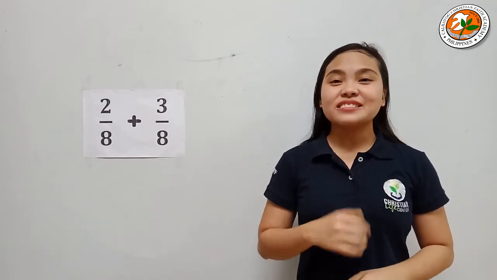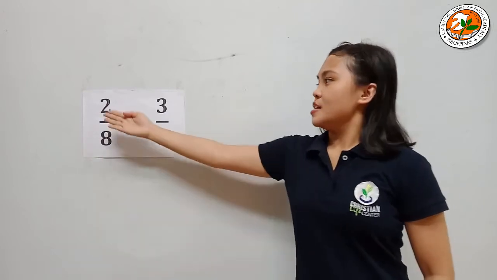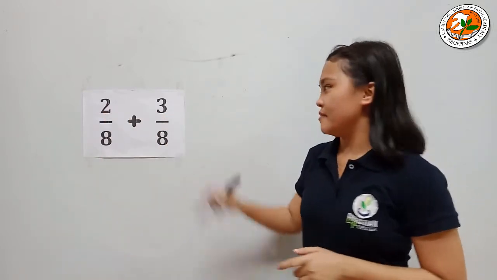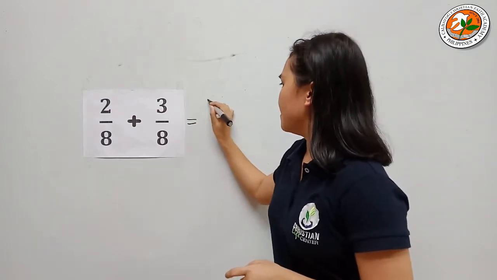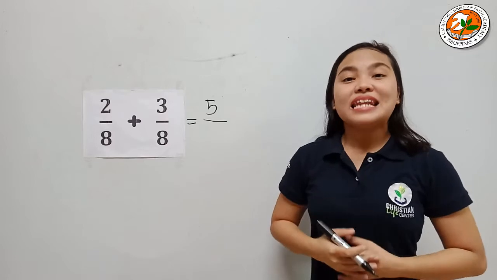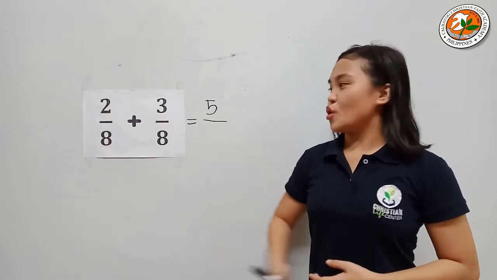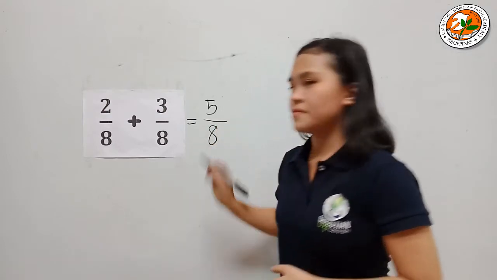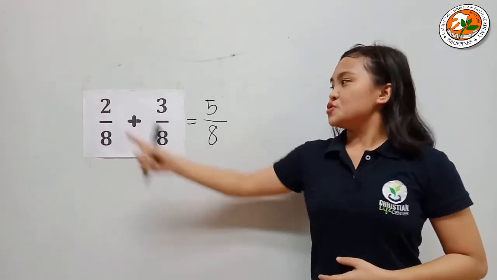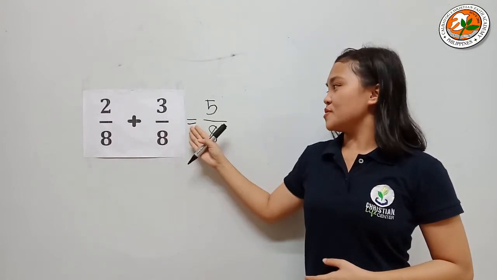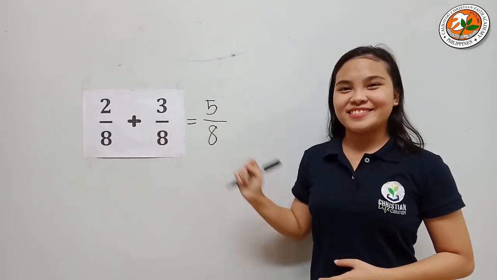First, let's add the numerators. 2 plus 3 is equal to 5. Next, let's copy the denominator, which is 8. Therefore, 2 over 8 plus 3 over 8 is equal to 5 over 8.